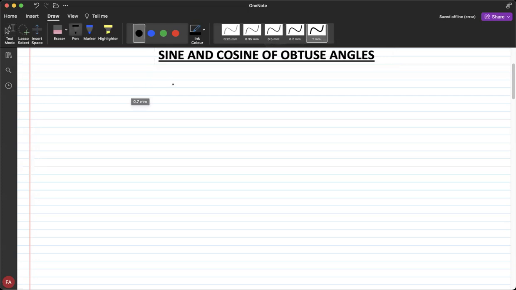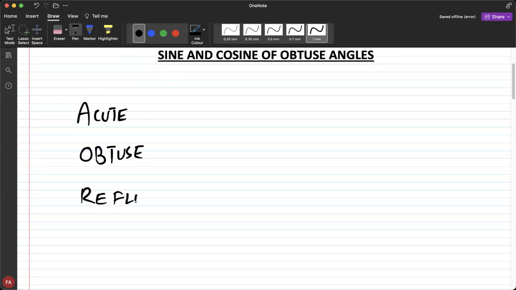So today we'll be discussing the very basics of sine and cosine of obtuse angle. Before I dive into this concept, it's very important for you to understand the word acute, in a similar way, obtuse, and finally reflex. Now, these are the three types of angles that we have.